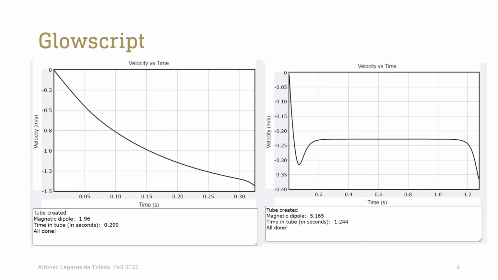It is interesting to note that given the magnetic moment measured for the bar magnet during Lab 3, the bar magnet should have only taken 0.299 seconds to fall through the aluminum tube. In order to achieve the magnetic braking effects measured, the magnetic dipole in the simulation had to be increased to 5.165. This means there was a significant source of error present during the Lab 3 measurements of the bar magnet magnetic dipole.